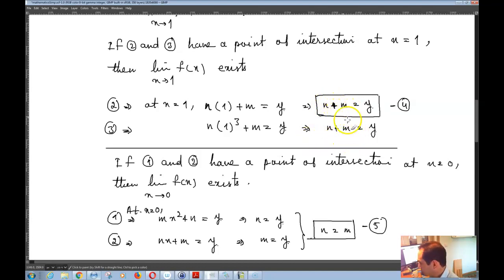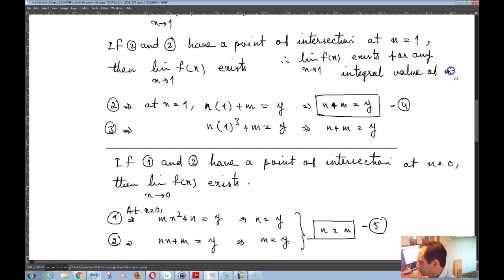this means that basically the limit of f of x when x tends to 1 exists for any integral value of m and n.